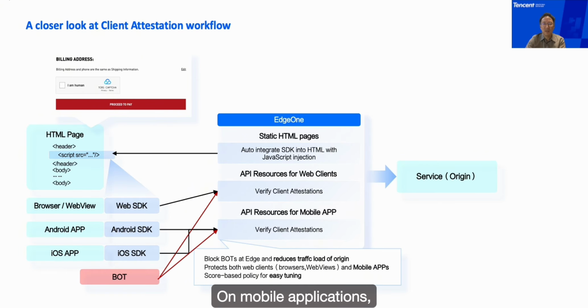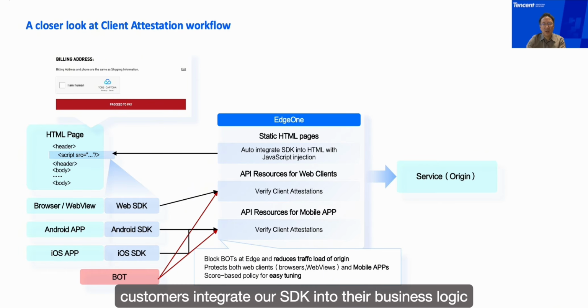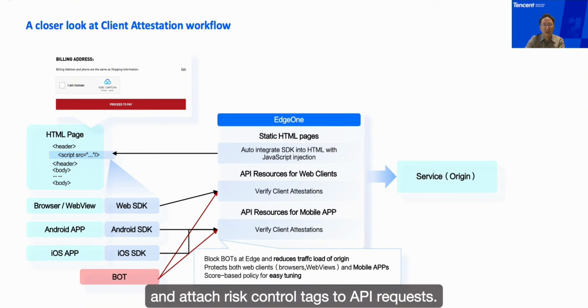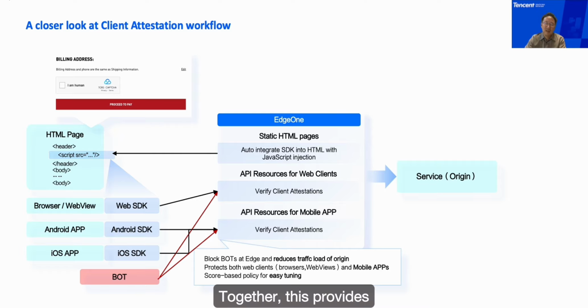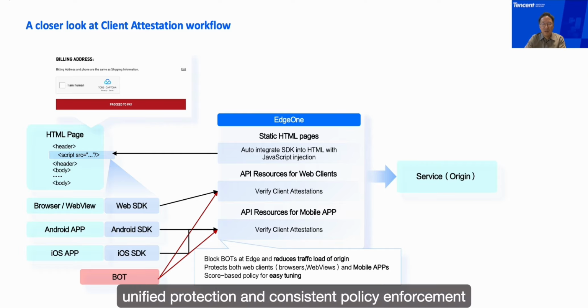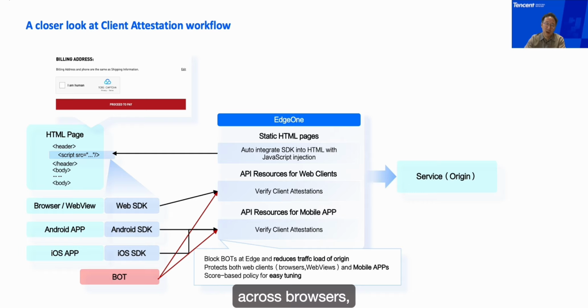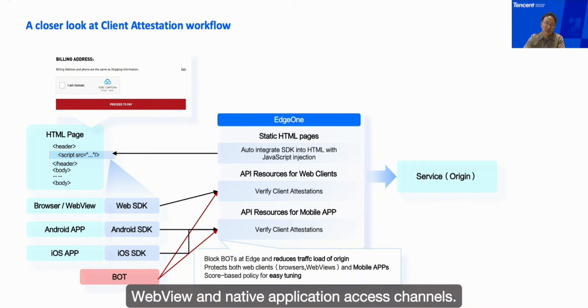On mobile applications, customers integrate our SDK into their business logic and attach risk control tags to API requests. EdgeOne extracts this information and forwards it to RCE for assessment. Together, this provides unified protection and consistent policy enforcement across browsers, web view, and native application access channels.